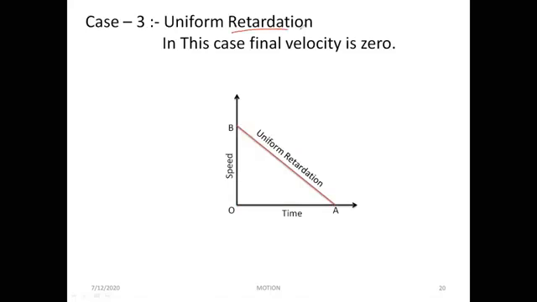For the case of uniform retardation, we will get the slope like this. यहाँ पे ऐसे होगा वो because it is retardation, so final velocity will be 0. So point B से ये point A पे आ रहा है. It means that time and speed will become 0.